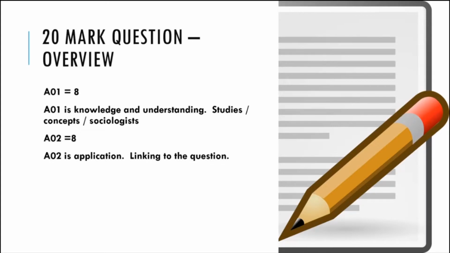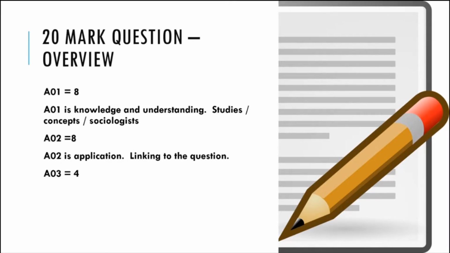AO2 is about application. So that's about linking to the question. It's about answering the question. So you need to be showing the examiner that you know how what you're writing answers the question. You're not just writing down everything you know about that particular topic.